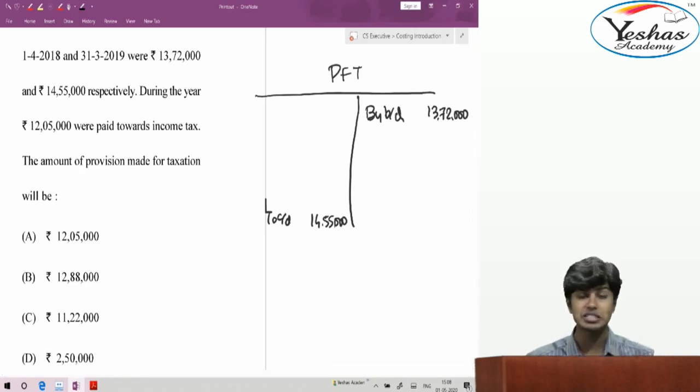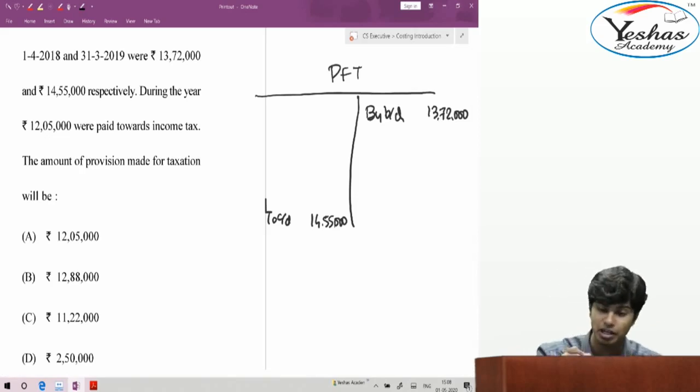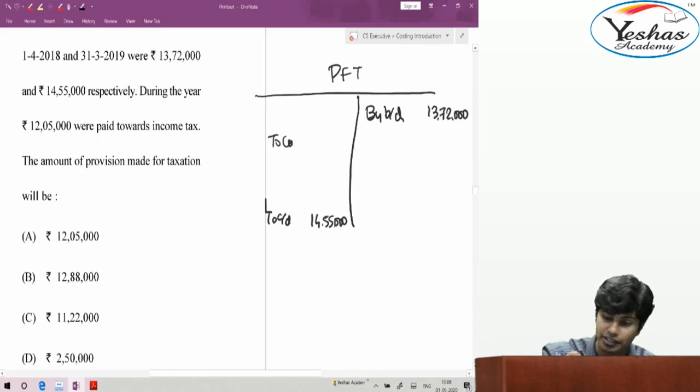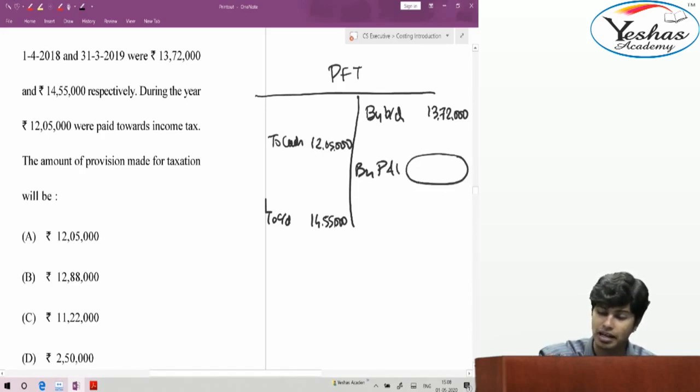When 12,05,000 is paid, what is the journal entry? Cash is going out, so cash account credit. Provision for tax is reducing, so provision for tax debit. So I'll write here, to cash, 12,05,000. So how much was the provision made during the year? P&L account, and this is the balancing figure.